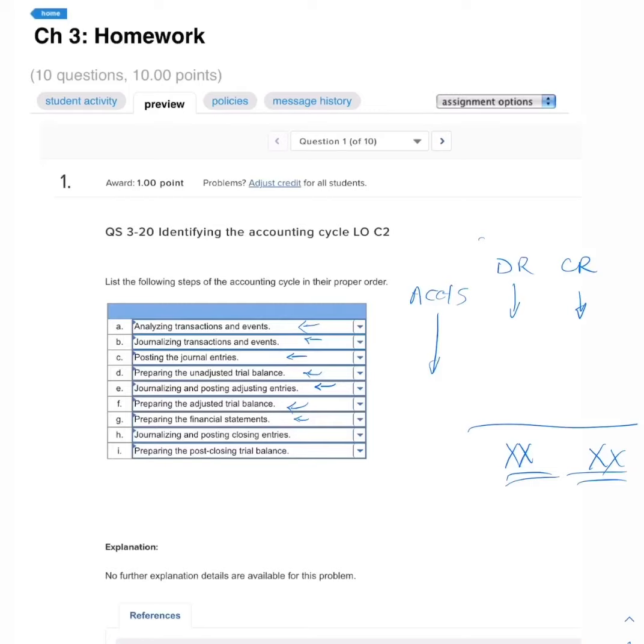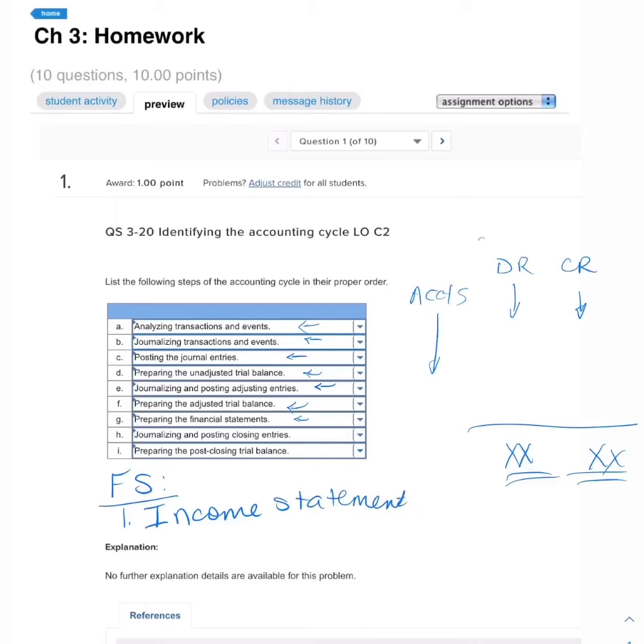Now, the financial statements we've talked about briefly in other chapters, but we want to hit on them again here. So, very quickly, what are our 4 financial statements and what order do we prepare them in? So the very first one that we see is what is called the income statement.